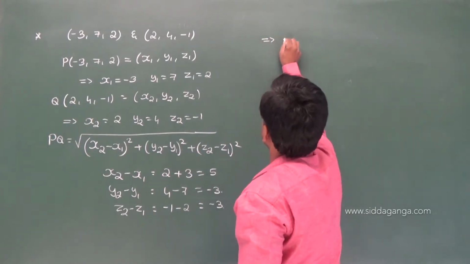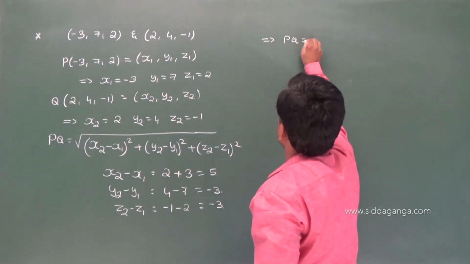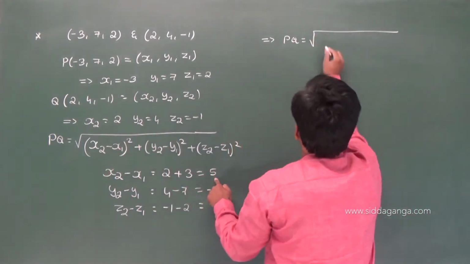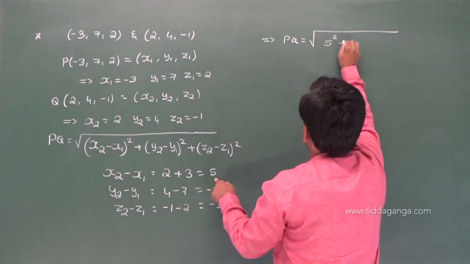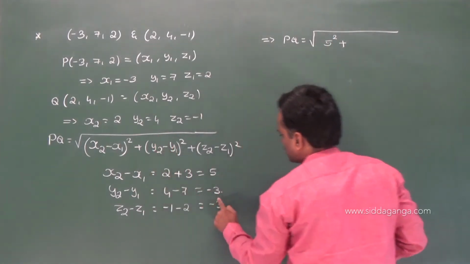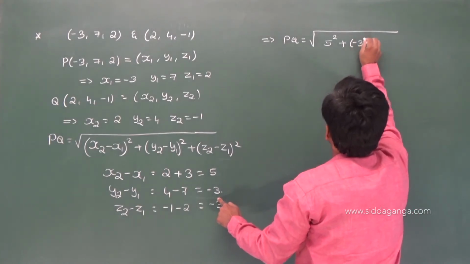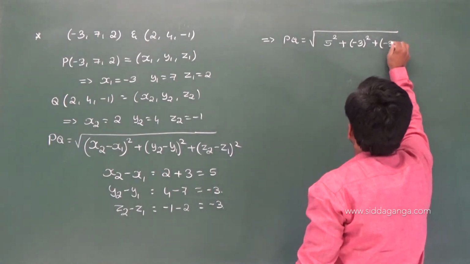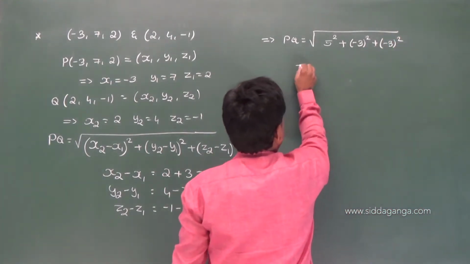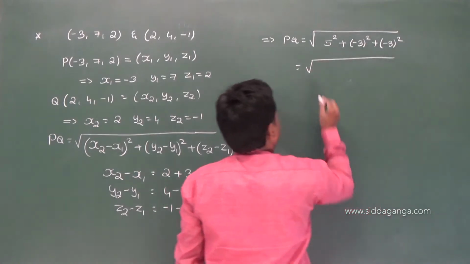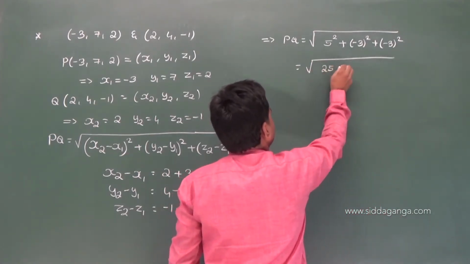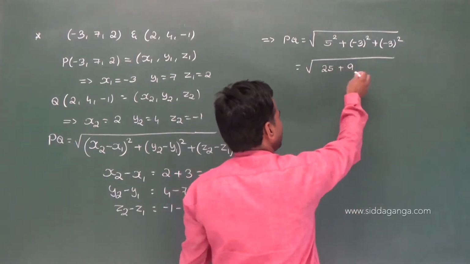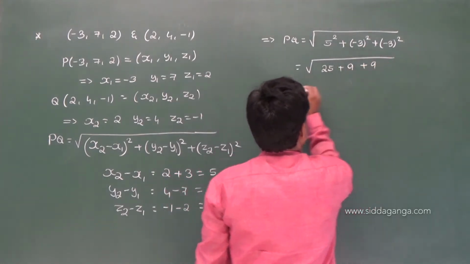That implies PQ, the distance between 2 points, is equal to the square root of x2 minus x1 whole square, 5 square, plus y2 minus y1 whole square, minus 3 whole square, plus z2 minus z1 whole square, minus 3 whole square. Calculate. Tell me how much? 5 square is what? 25. Minus 3 square is 9. Due to square, it is plus. Minus 3 square, 9.